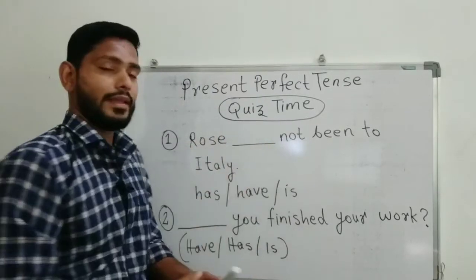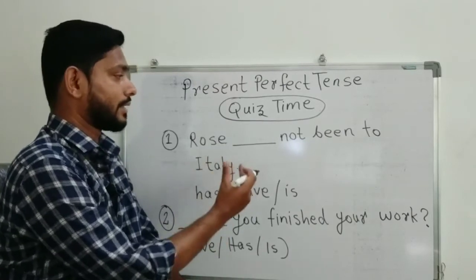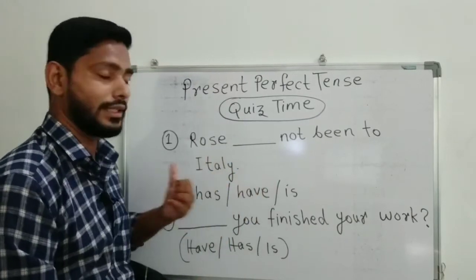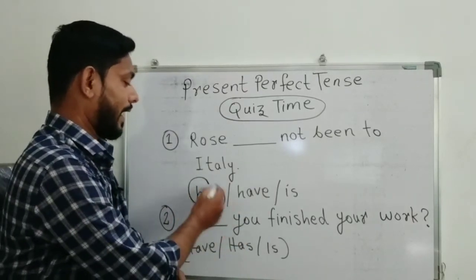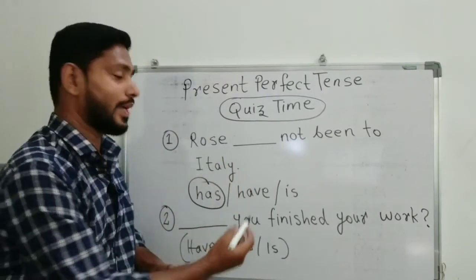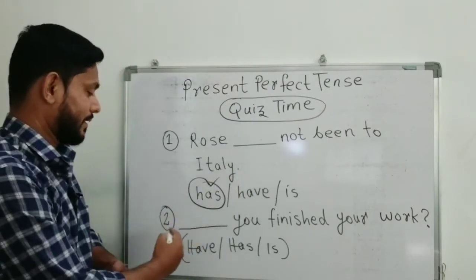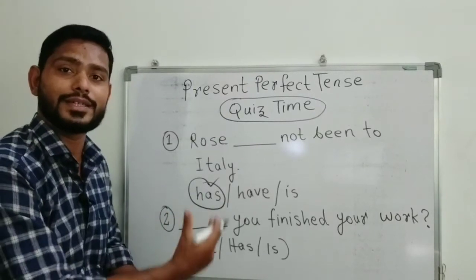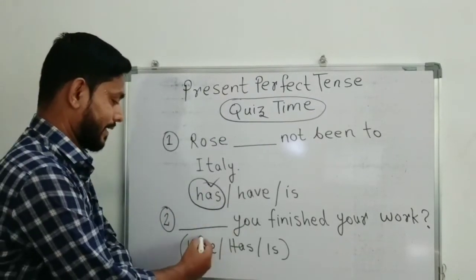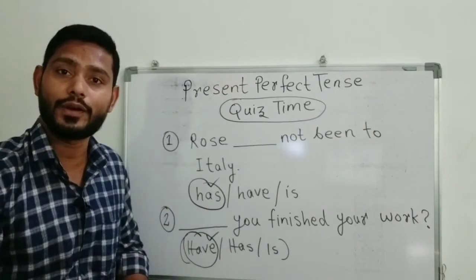There is a blank, you have to use the correct auxiliary form of the verb. Rose blank not been to Italy. What may be the correct one? Yes, Rose has not been to Italy. So this is the correct one, has. Second one, blank you finished your work, as a question. Yes, have. Have you finished your work?